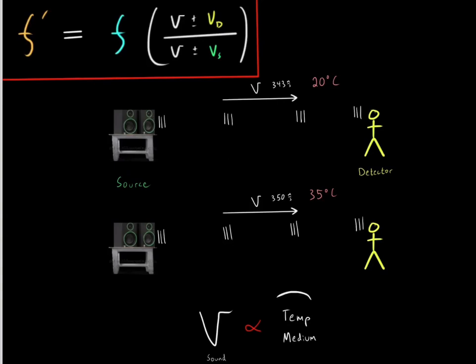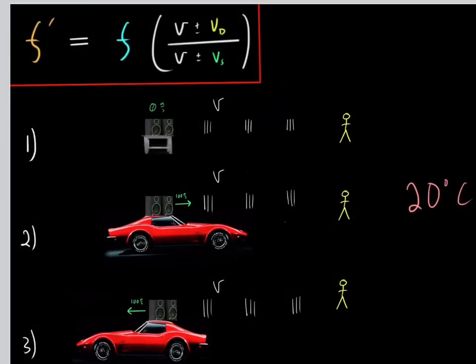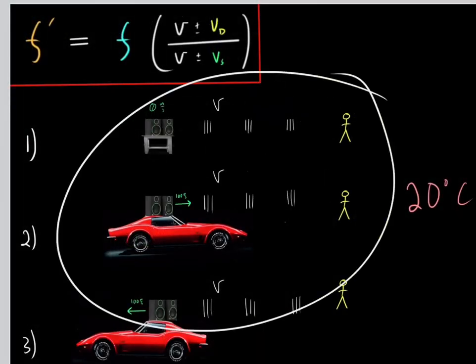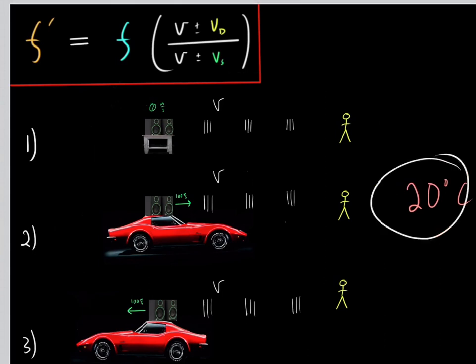So we can see how the temperature determines the velocity of sound. But also the medium determines the velocity of sound. For example, sound travels through air at a different velocity than it travels through a solid or a liquid. So these are the two variables that determine the velocity of sound. For the rest of this video, let's imagine all these examples occur in a room that's 20 degrees Celsius, just so we can keep things consistent.